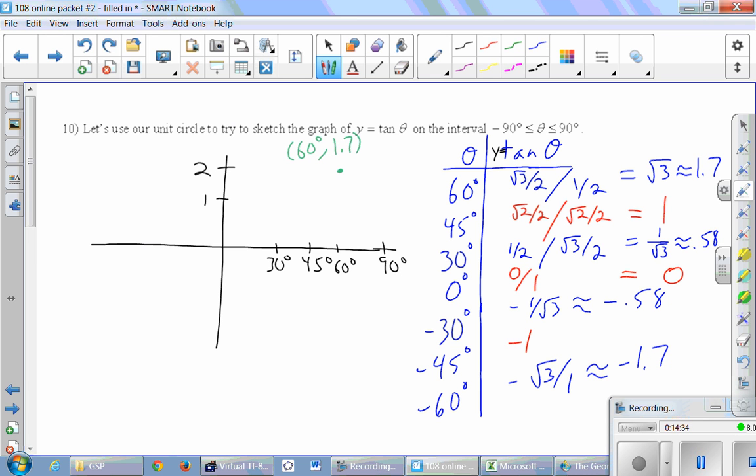And then at 45 degrees, we're at 1. So we'll plot that point. At 30 degrees, we're at 0.58. At 0 degrees, we're at 0. So apparently the graph of tangent goes to the origin. And then we have the same thing on the other side, but they're all negative now. So we'll plot the same points as we had before.